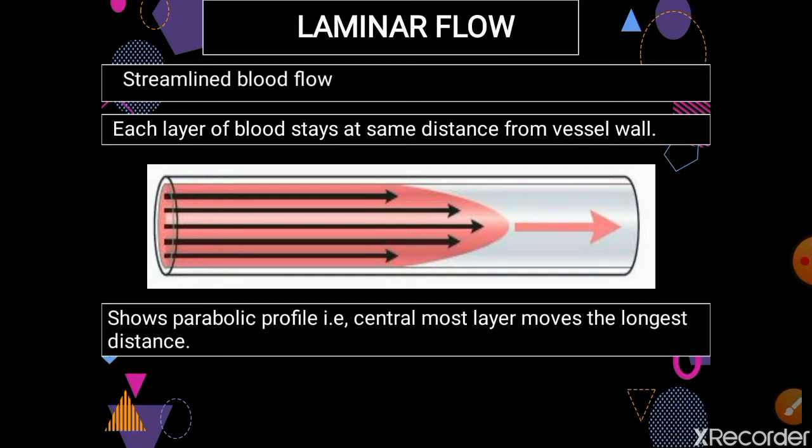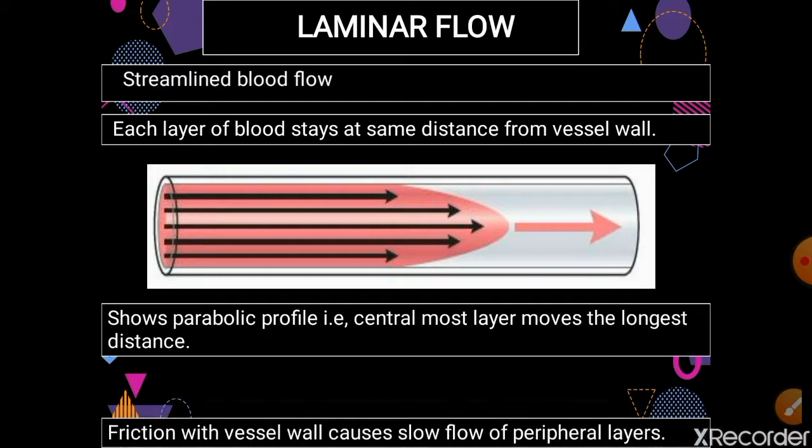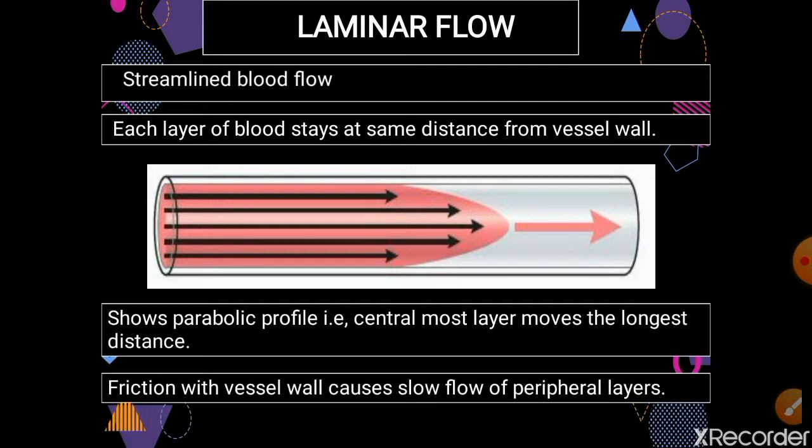As you can see, the profile of this blood flow is parabolic, which means the layers at the center move the greatest distance or have the greatest speed of movement. The reason for this is that the closer a layer is to the vessel wall, the greater the friction between the layer and the vessel wall. As the layer moves away from the vessel wall, the friction reduces and the speed increases.